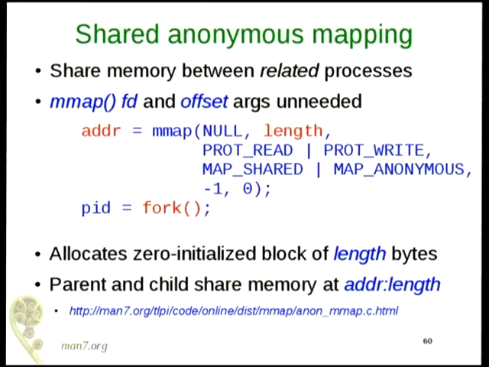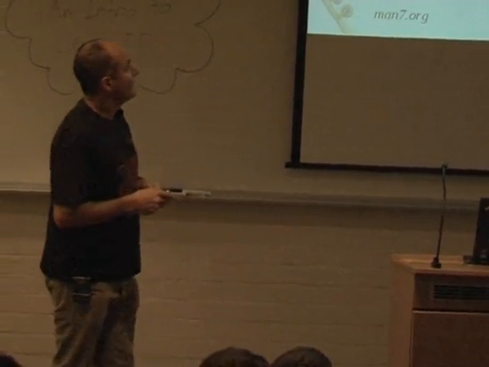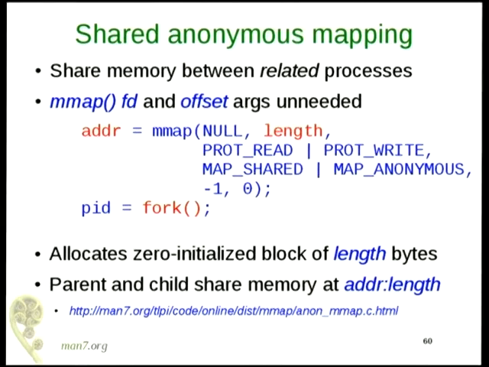And what you do is you say, I want to create a mapping, and then I do a fork. And the consequence of a fork is all the page table entries in the child process are duplicates of the parent's page table entries, pointing to the same physical pages of memory for that mapping. Okay, in this case I've said, whatever length of the mapping I want, I want to be able to read and write the contents of that memory.